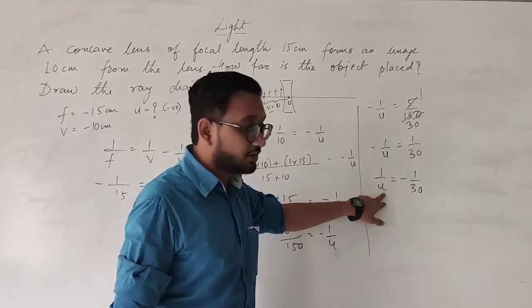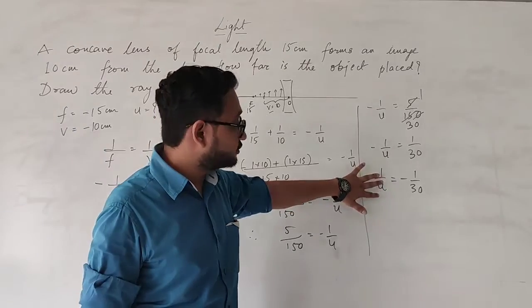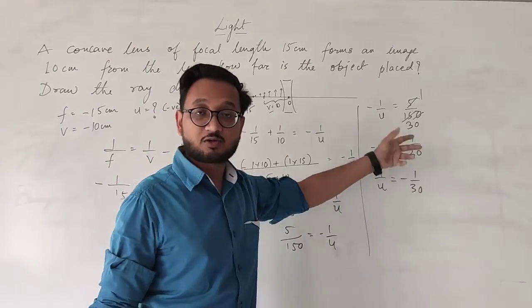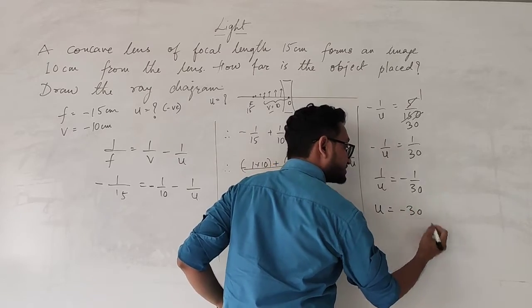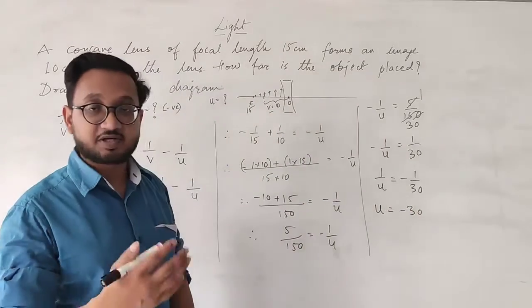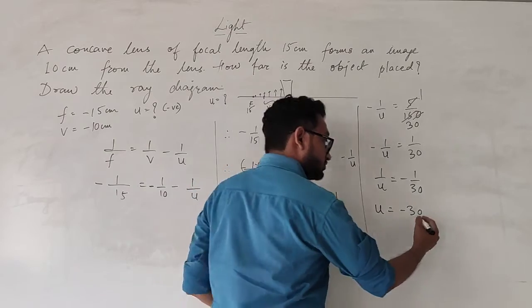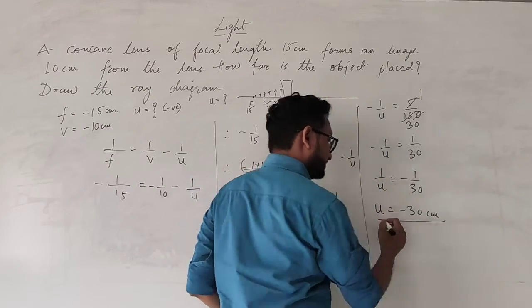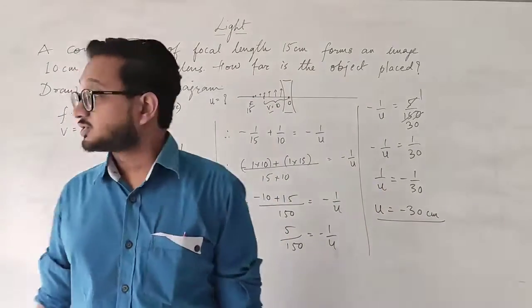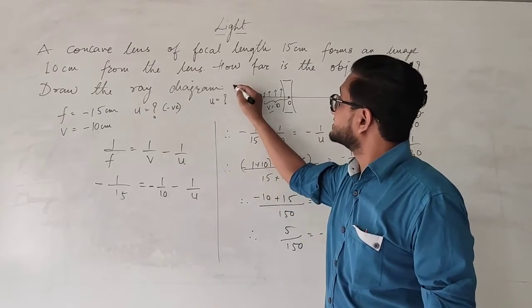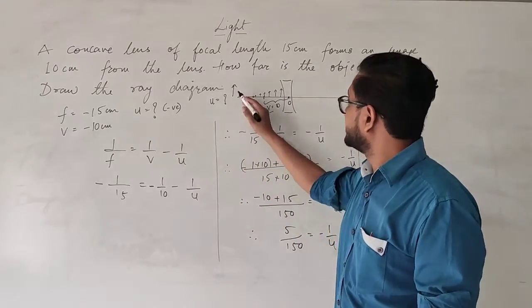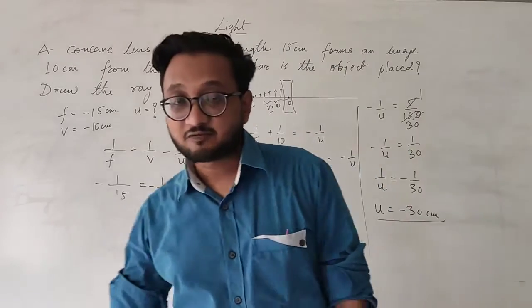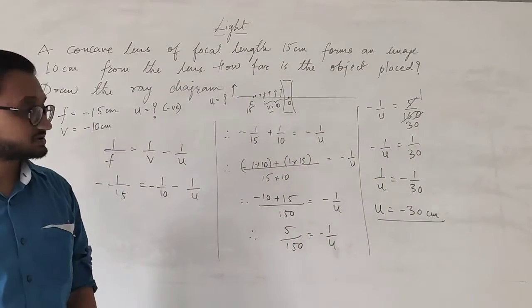Now you need the value of u, not 1 upon u. So you take the reciprocal of this and the reciprocal on the other side as well. So what you get ultimately is u equals minus 30 upon 1, which can be written as minus 30. So u is minus 30 centimeters. So the object is placed at minus 30 centimeters in front of the concave lens and the image is formed 10 centimeters from the lens, minus 10 centimeters.